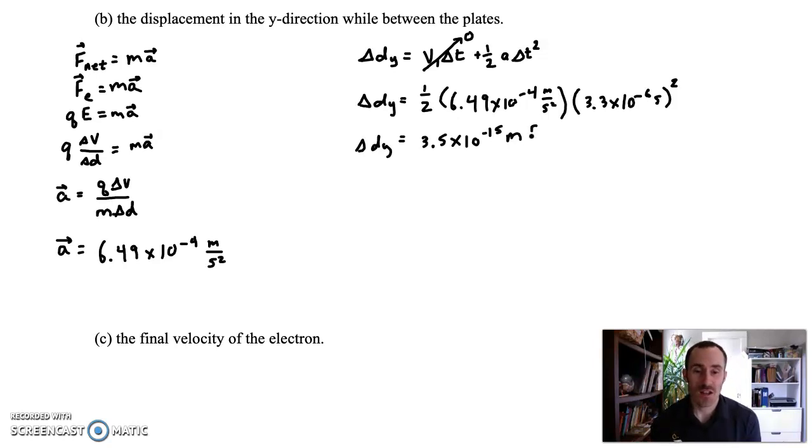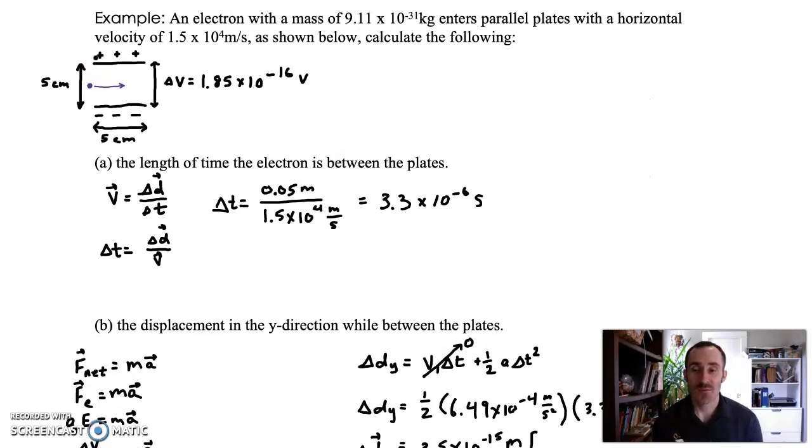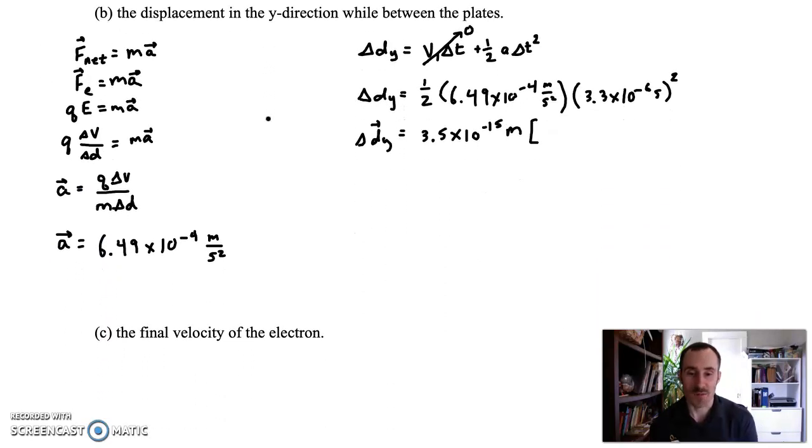Now, a displacement has a direction. It's a vector. So we need to figure out what is the direction that it moved in. So according to our diagram above, the positive plate is on the top, the negative plate's on the bottom, and so this electron is going to be pushed upward. It's going to deflect upward. Okay, so that's going to be our direction for the y displacement. Up.